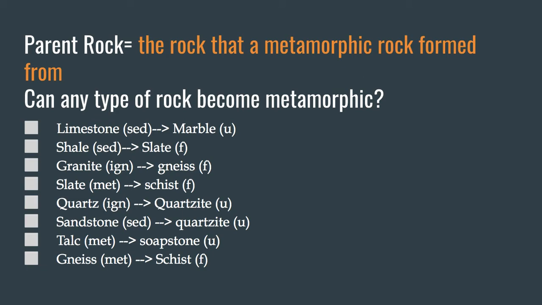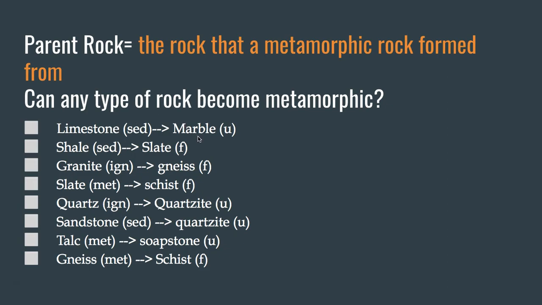All right. The last thing I want you to know for metamorphic rocks, so they can be foliated or non-foliated, is the parent rock, what a parent rock is. So a parent rock is the rock that a metamorphic rock was before it became metamorphic. Okay? Can any type of rock become metamorphic? So if we look at this example, we have limestone, and then it says sed, and shale, which says sed, and then granite, which says igneous, and slate, met. These are the types of rocks.